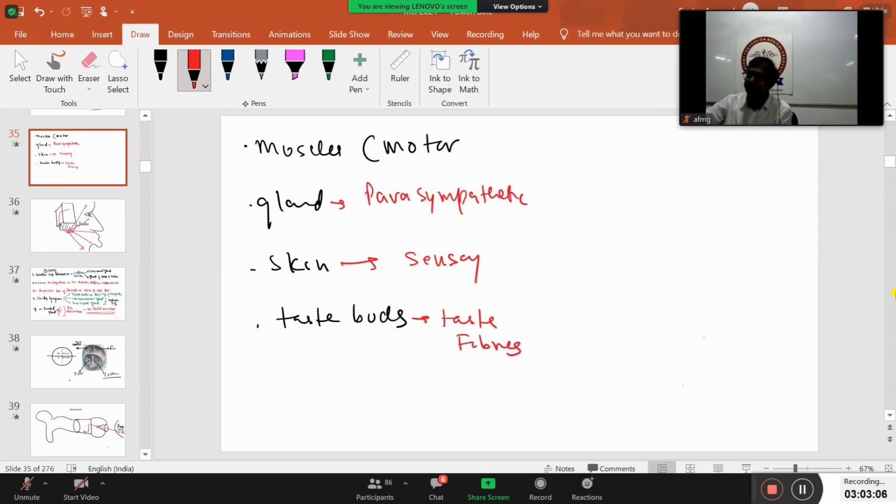So how many types of fiber the facial nerve has is a question. Facial nerve has 4 types of fiber. It's very logical. 4 types of fiber. So which are these 4 types of fiber? Motor, parasympathetic, sensory, taste fibers and all that.